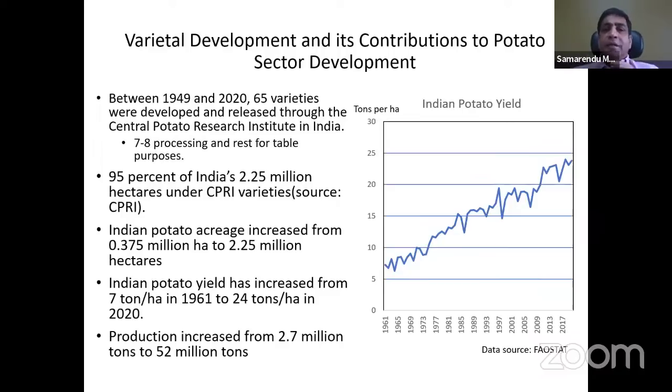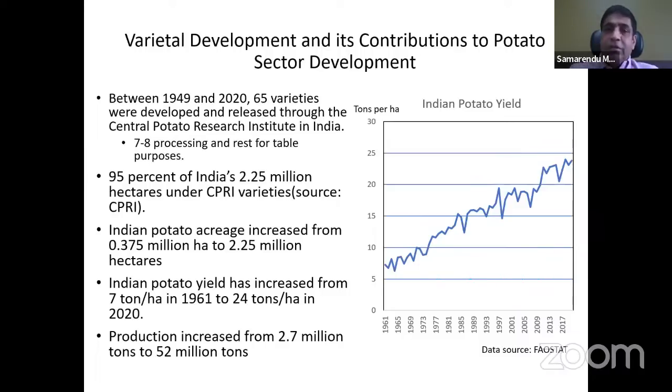In particular, in India, between 1950 and 2020, which is around 70 years, 65 new varieties have been developed and released by the Central Potato Research Institute, under the Indian Council of Agricultural Research. Most of them are table potatoes. Remember, in Asia we consume primarily table potato, so the government organizations mostly focus on table potatoes. Only 7 to 8 are processing varieties and the rest are table. Right now, India has 2.25 million hectares under potatoes, and 95% of the area is under varieties released in the last 50 years by the Central Potato Research Institute.